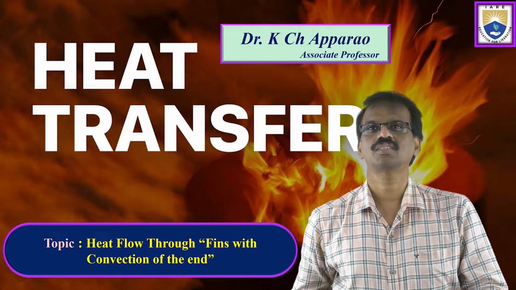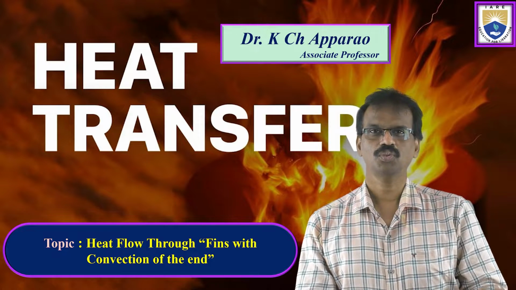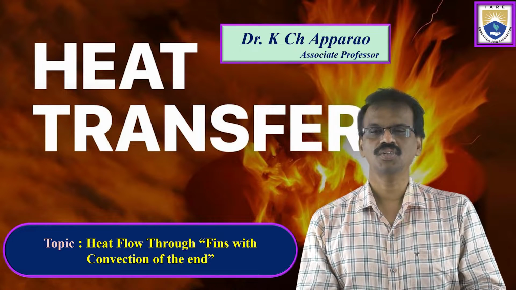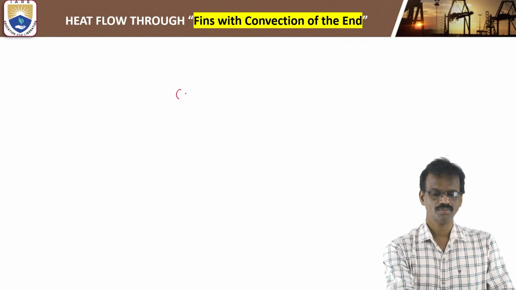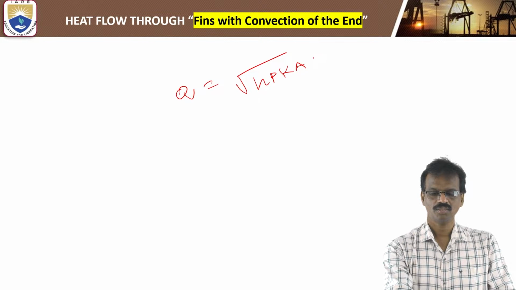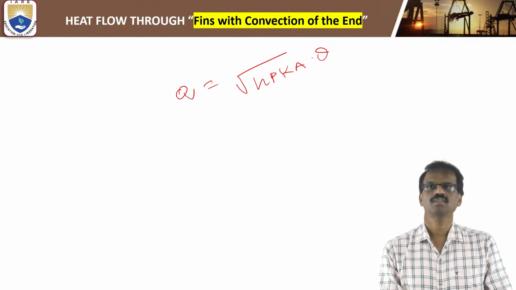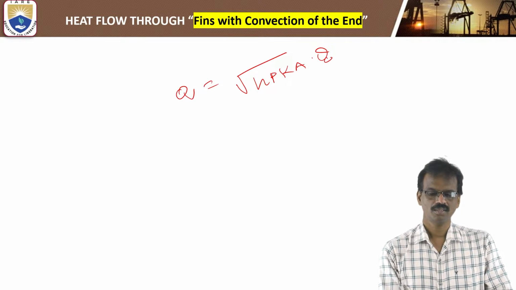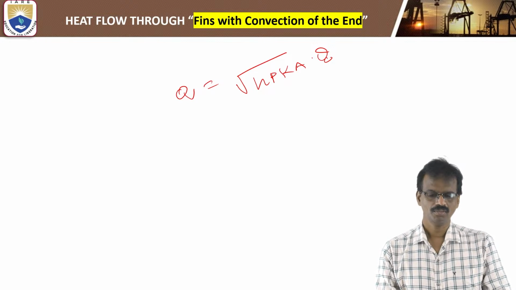In previous classes, we discussed the rate of heat transfer through two types of fins. One is the long fin, and the other is the insulated fin or short fin. We derived the formulas also. For the long fin, we derived the formula Q is equal to under root of hPKA into theta naught. Similarly, we derived the rate of heat transfer for the insulated end, the same under root of hPKA theta naught into tanh(mL). So we derived that one.